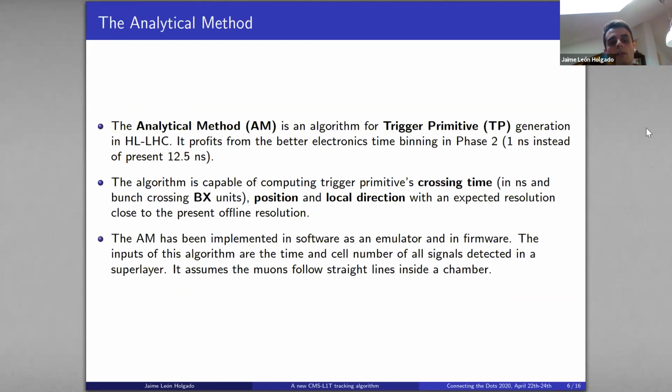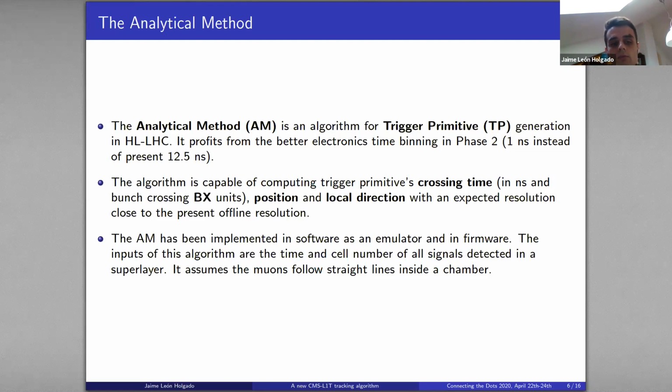So let's talk about the analytical method. This is an algorithm that generates these trigger primitives for high luminosity LHC. The algorithm profits from the better electronics time binning that we will have in phase 2, that is 1 nanosecond instead of the present 12.5 nanoseconds. The algorithm is capable of computing the trigger primitives' crossing time, both in nanoseconds and in bunch crossing units, and also other track parameters like the position and the local direction. And we expect to reach a resolution close to the present offline resolution.